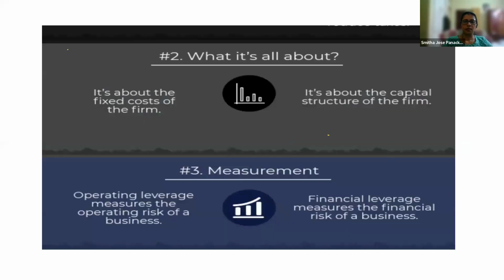All these things we have discussed. Operating leverage measures the operating risk of a business. Financial leverage measures the financial risk of a business. Then operating leverage is about fixed cost of the firm, and financial leverage is about the capital structure of the firm. How much debt is in your capital structure? That is what is financial leverage.